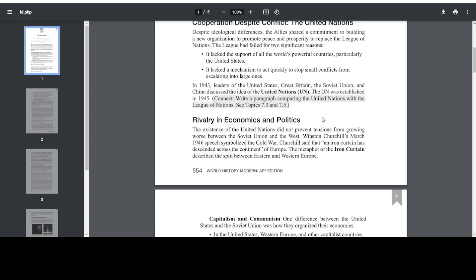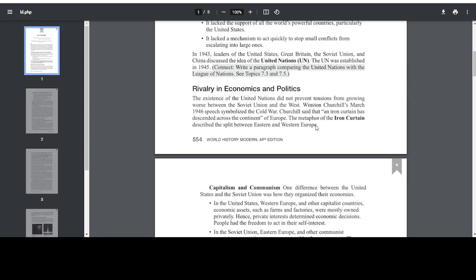Rivalry in economics and politics. The existence of the United Nations did not prevent tensions from growing worse between the Soviet Union and the West. Winston Churchill's March 1946 speech symbolized the Cold War. Churchill said that an iron curtain has descended across the continent of Europe. The metaphor of the Iron Curtain described the split between Eastern and Western Europe.